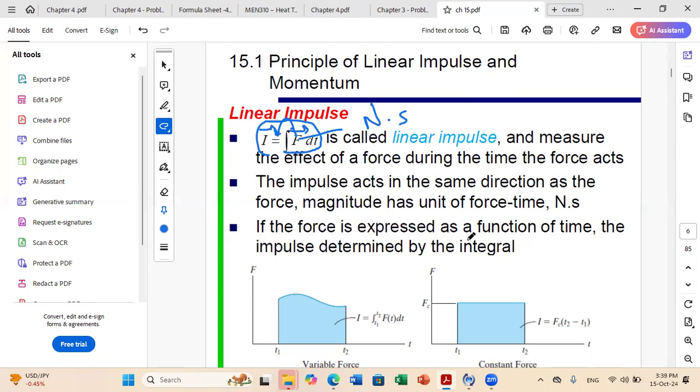If the force is expressed as a function of time, the impulse is determined by integration. And if the force is constant, you can simply say that the impulse is F delta t. And graphically, if you represent F with time, the impulse represents the area limited by the graph, between the graph and t-axis.